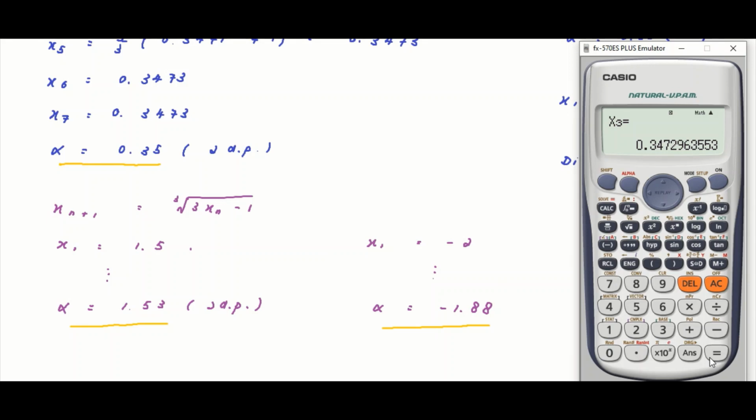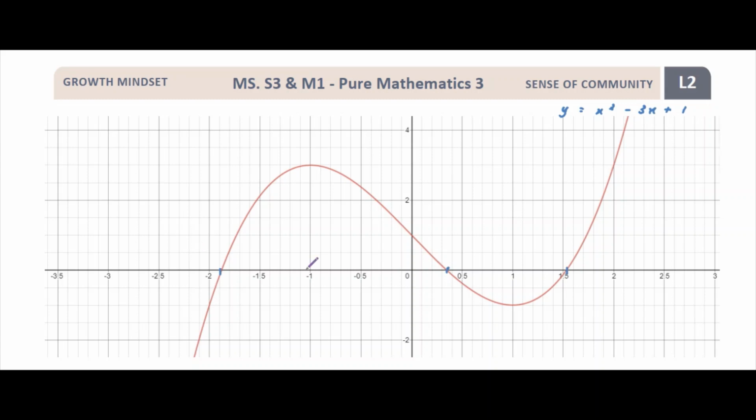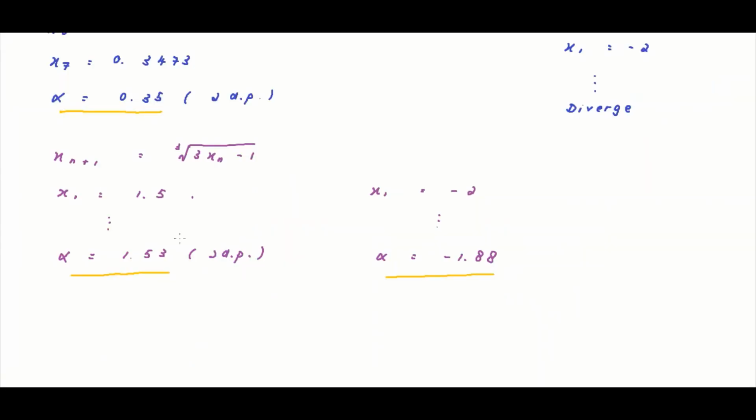You can try to compare it with the graph that we had just now. You will see that it's actually correct as well. You can see this point is the one for -1.88. So it's relevant, right? It's very near to -2 and slightly greater than -2. Then this part is the 0.35 that we found, which is correct as well. And this point is 1.53. As you can see, this point is slightly higher than 1.5, which is correct as well. So that is basically how the iterative formula works.